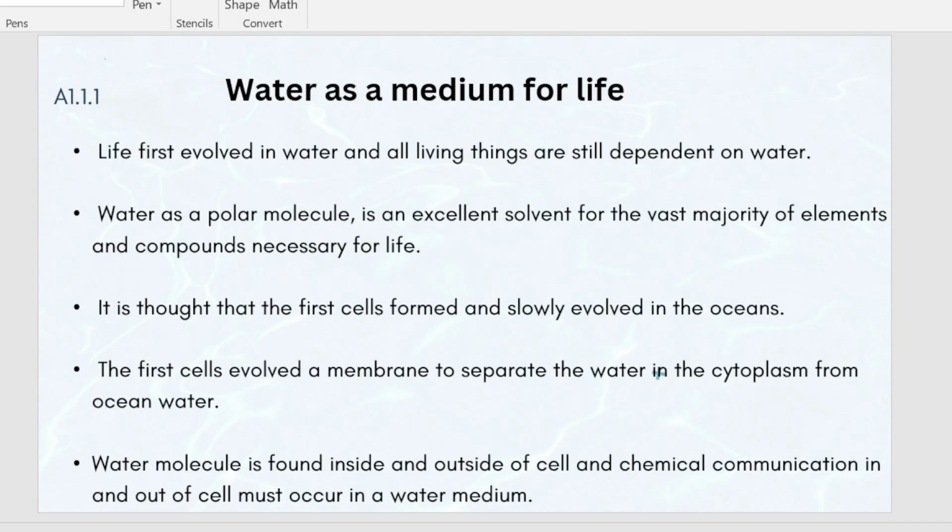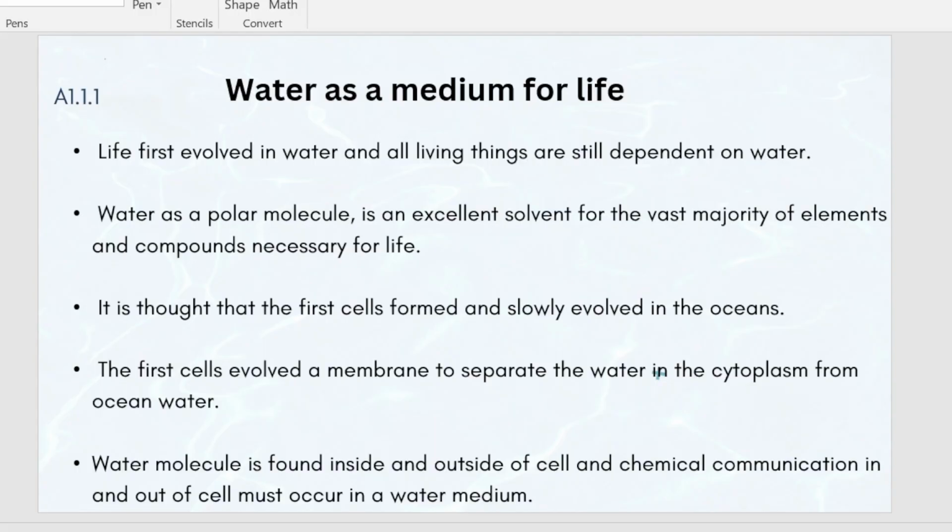Now, water is a medium for life. So water is essential for many of the activities we do every day. We use water for bathing, for laundry. Think of it, water is a medium for life. In living organisms also, water is used for many of the activities within the cells. It is believed that life evolved in water, so all living things are dependent on water. So water is a medium for life.